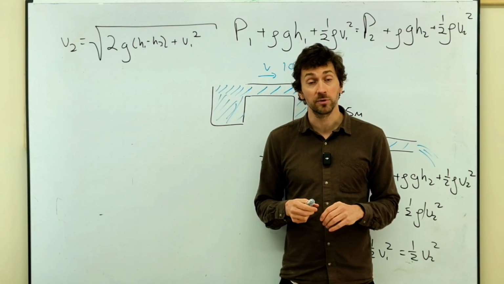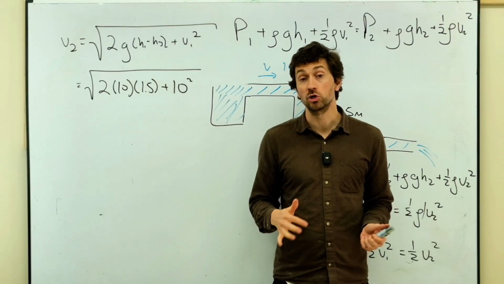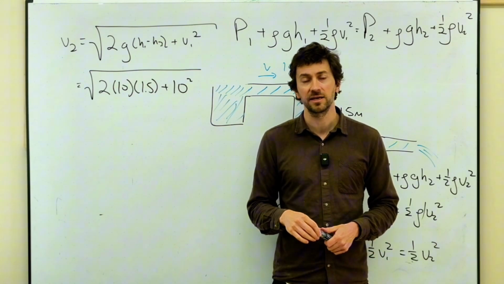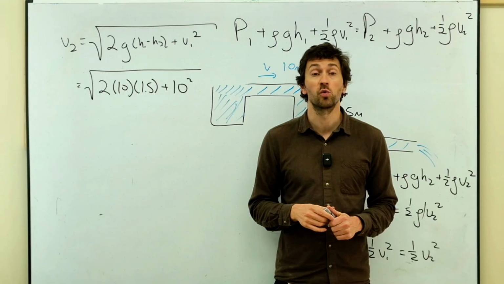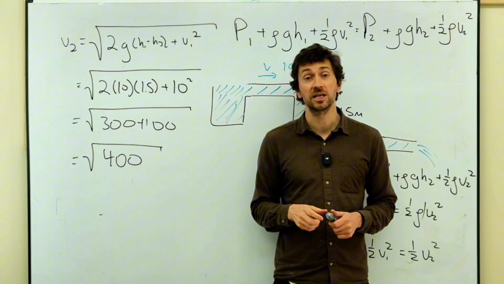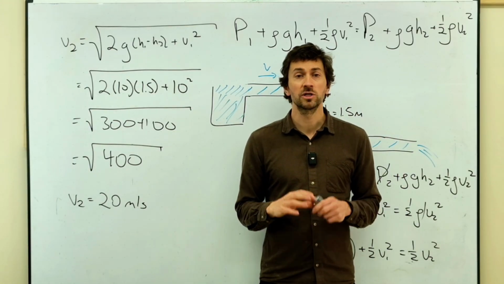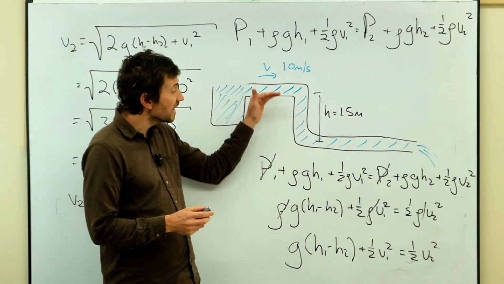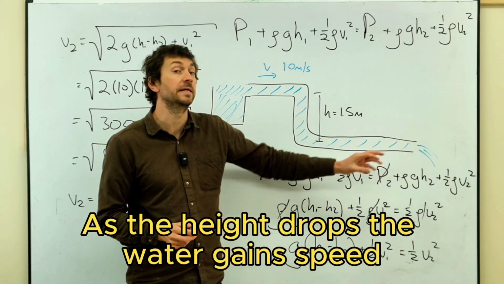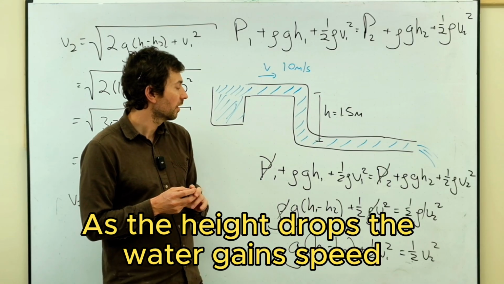So we can plug in numbers to calculate what the velocity is going to be. We get square root of 2 times 10 times 1.5, 1.5 being the height differential, plus 10 squared. We get square root of 400, so the velocity is going to be 20 meters per second. Ba-bam! So what's going on here is that as the height drops, the water gains more speed. And there's no pressure differential because of the atmosphere.